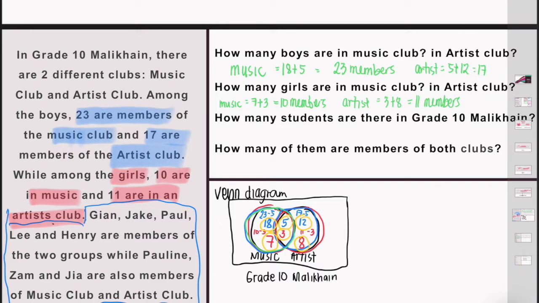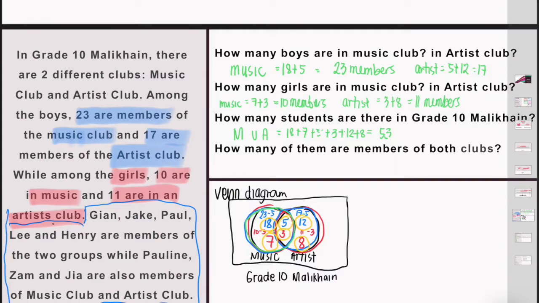So this is actually the union. So you have them M union A for the artist, and we simply have to add all the numbers that we encircled. So we have 18 plus 7 plus 5 plus 3 plus 12 plus 8. And the answer here is 53. There are 53 students of grade 10 malikhain.